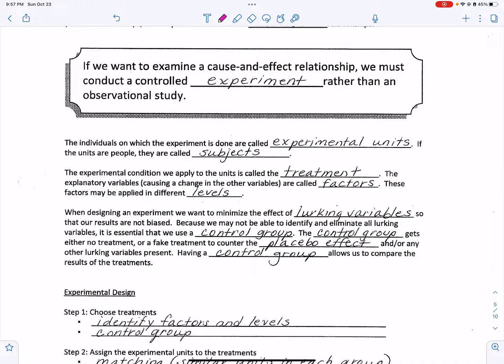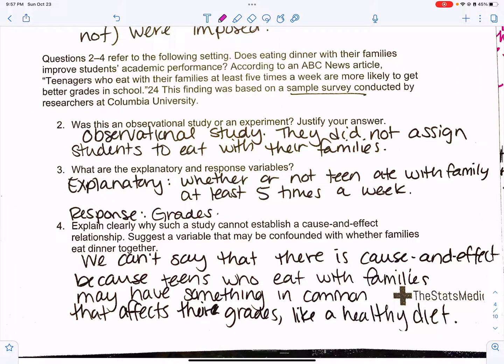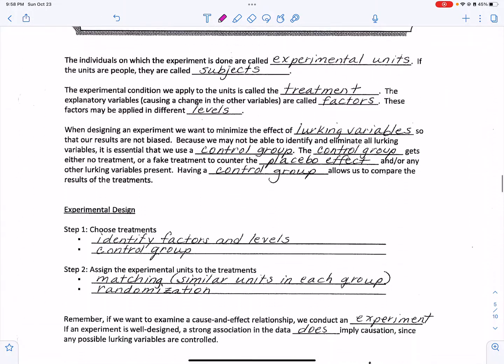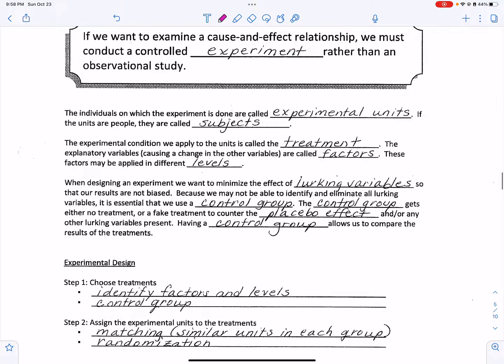An observational study is where I do not influence anything, and I just look at what's going on. There are factors, and the factors have different levels. Remember, whether or not is the level. The factor would have been what we were talking about before, teens eating with the family, and the level would be whether or not. We're trying to minimize lurking variables with a control group.